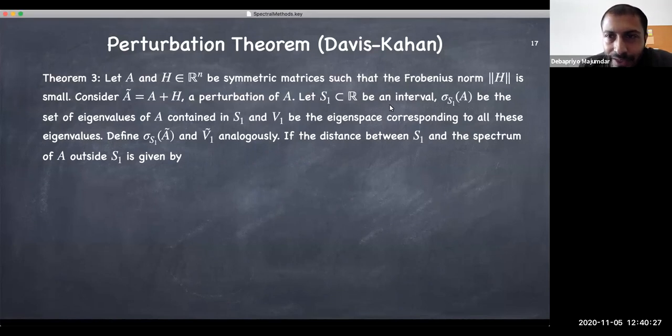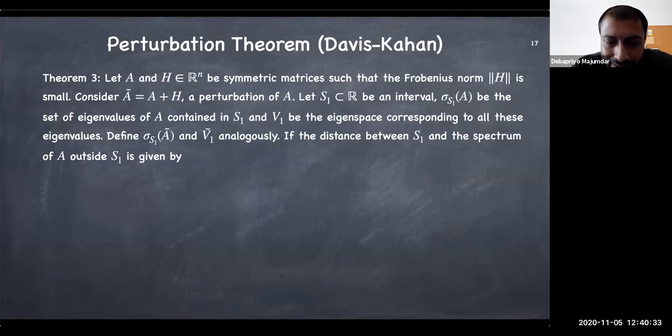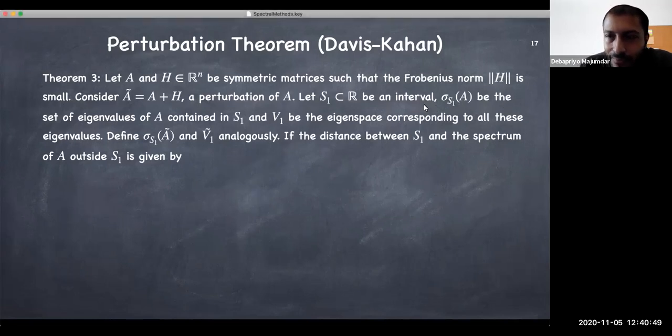Then let S1 be an interval. So interval in our case would mean, in the ideal case, we were looking at how many eigenvectors are there for the eigenvalue 0. Here we will look at an interval which is small enough. So you want the eigenvalues to be close enough and so on. So let S1 be an interval and sigma S1 of A be the set of eigenvalues of A contained in S1. Which means these are the set of eigenvalues of A which are within the interval S1. And V1 is the eigenspace corresponding to all these eigenvalues.